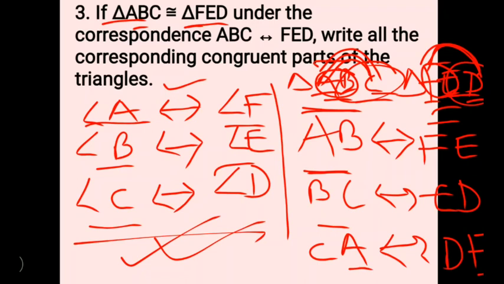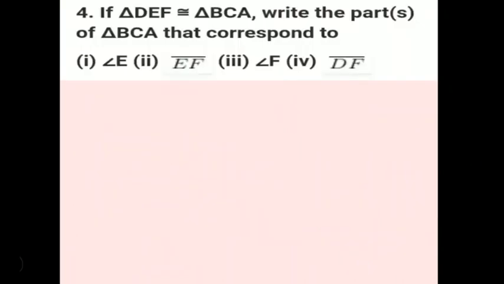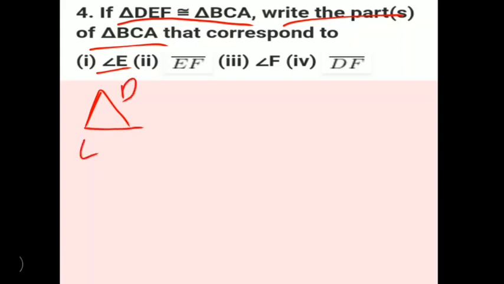So let us proceed to question number 4. Here we have question number 4. It states that if triangle DEF and triangle BCA, then write the parts of the triangle BCA that correspond to angle E. Okay, so let me make a triangle here first. D, E, F. So this is your angle D, this is your angle E, and this is your angle F. The sides are DE, EF and DF, right?